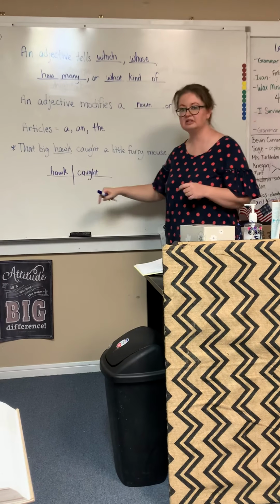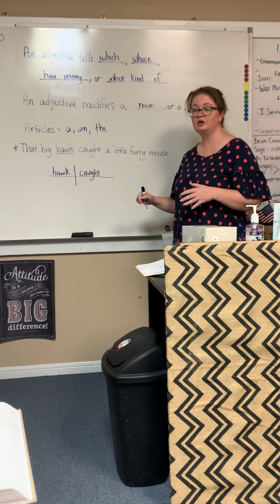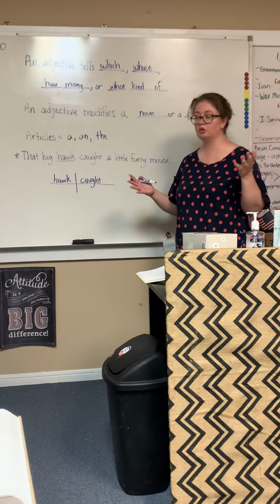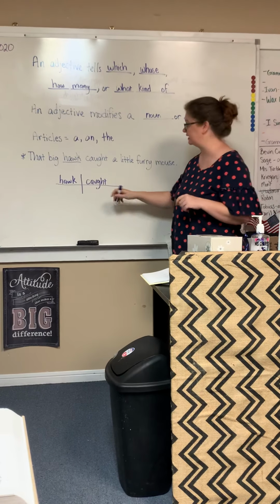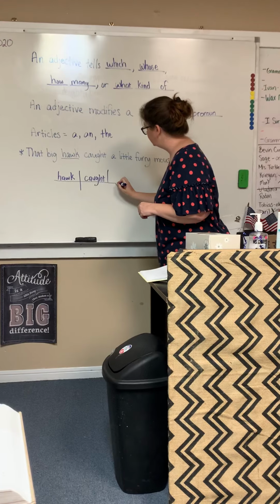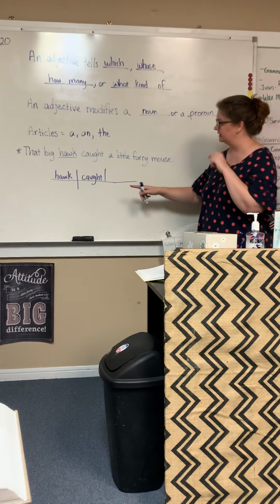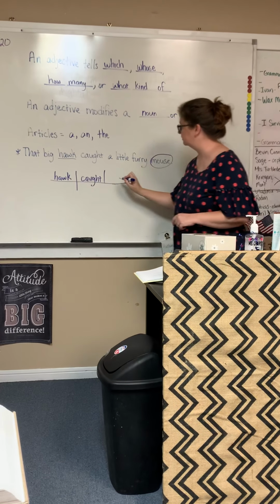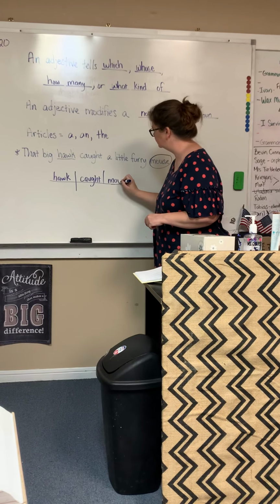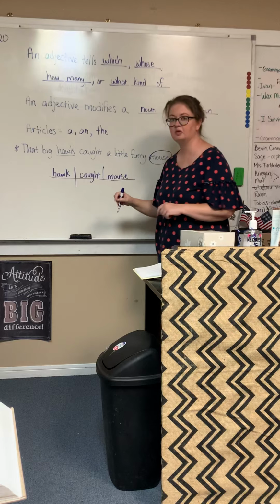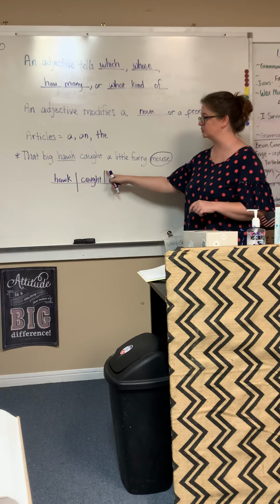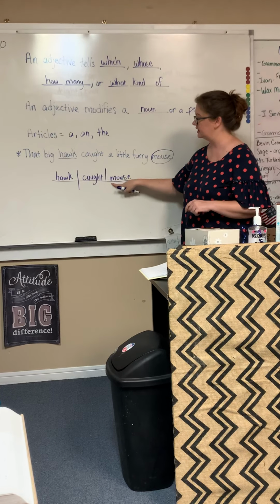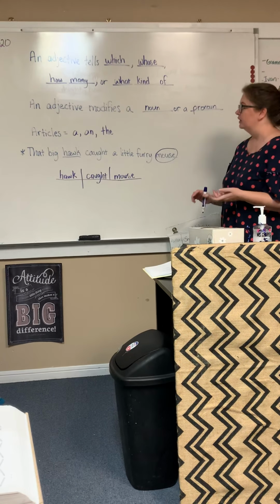Okay, subject, predicate. Now, in this case, I have a direct object. To find my direct object, I'm going to say, whom or what did the hawk catch? And when I ask myself that, I see that he caught a mouse. Remember, my direct objects are diagrammed with a straight line that only goes halfway, so it stops at our main line.